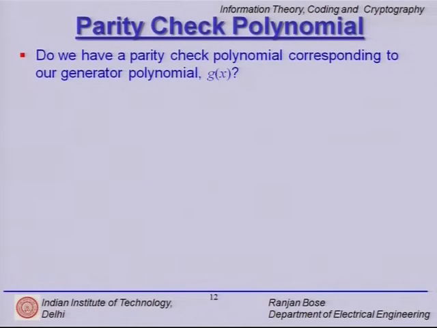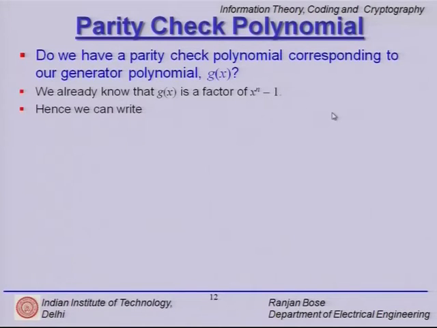Now, let us look at the notion of a parity check polynomial. Please remember, we had the notion of a parity check matrix for linear block codes. We are working in a subclass, and therefore, it is possible to find a parity check polynomial. So, we start with a question: do we really have a parity check polynomial corresponding to a generator polynomial g of x? We already know that g of x is a factor of x raised to the n minus 1, where n is the block length. So, we can always write x raised to the n minus 1 as some polynomial h of x into g of x, because g of x is a factor.